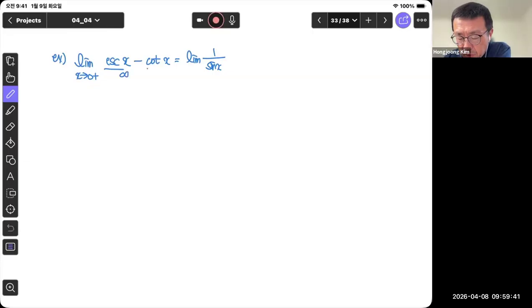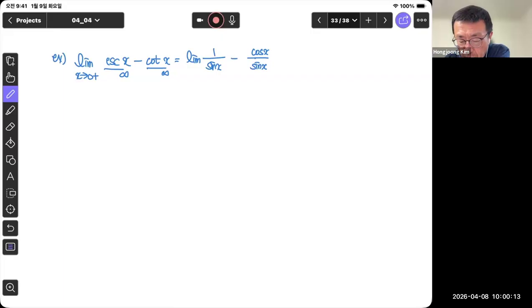And please remember that the cotangent function is cosine over sine. That also diverges to infinity because cosine converges to the value 1, while the sine function converges to 0. So this one is also divergent. So I have an infinity minus infinity type problem.